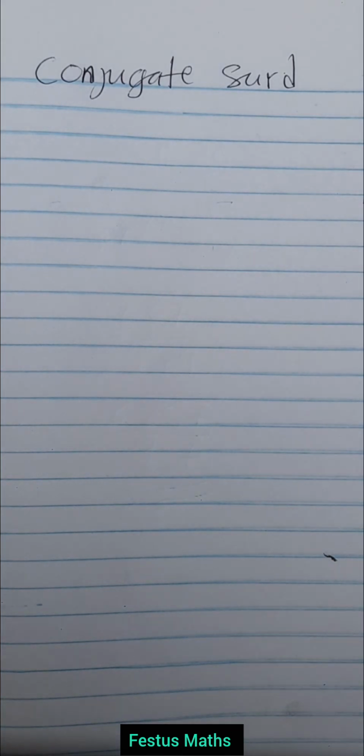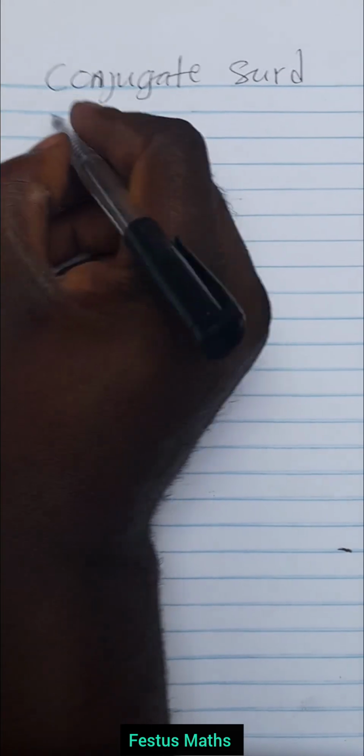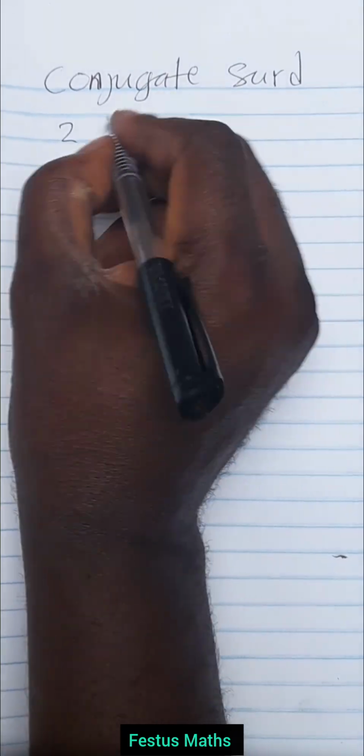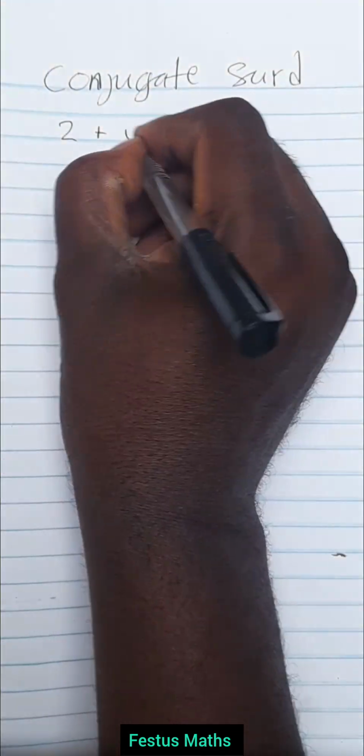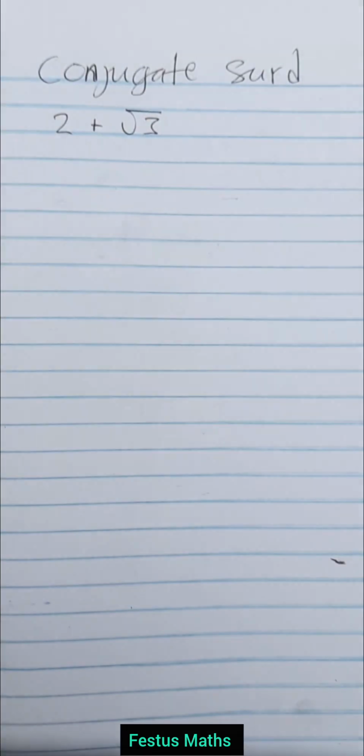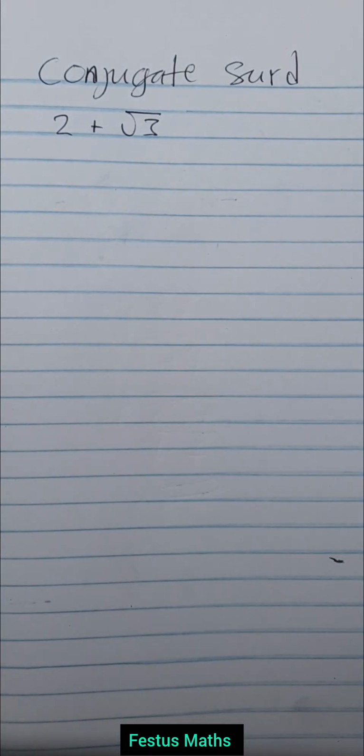In today's class, we are looking at conjugate surd. What do we mean by conjugate surd? Now, for instance, if you have 2 plus root 3. Conjugating a surd simply means changing the sign between the addition of a number and a surd, or addition of 2 surd, or subtraction of 2 surd.